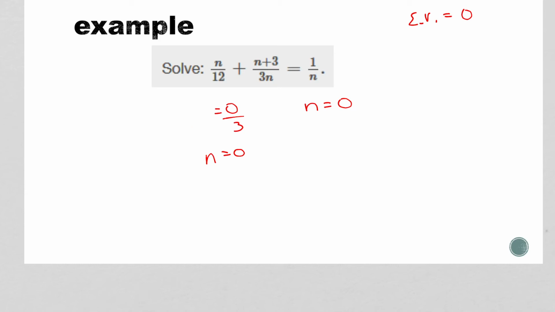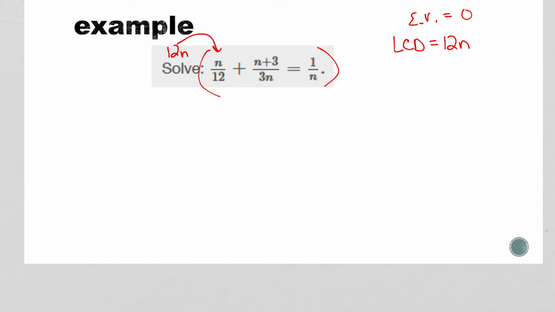Next thing that I want to talk to you about is the LCD. So what is our LCD between 12, 3n, and n? So in this case, the smallest number that all 3 can go into is 12, and then we only need one n. So our LCD is 12n. Okay, whenever we multiply every single term by 12n, we shouldn't have any fractions anymore. So whenever I multiply 12n times n over 12, the 12's cancel, but the n's don't. So I'm left with n times n, which is n squared.